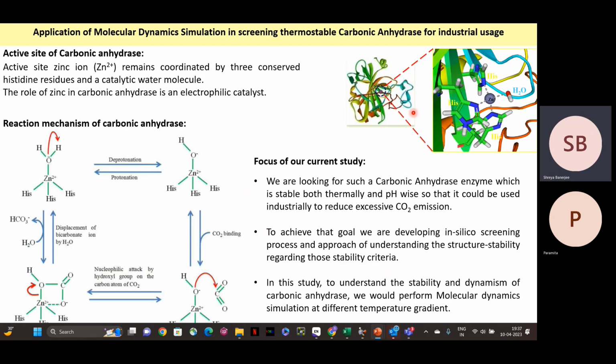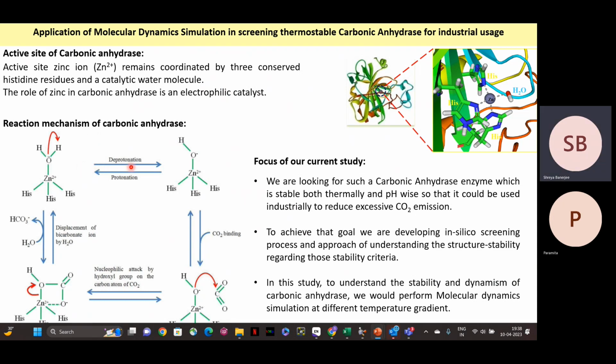In the active site of this carbonic anhydrase enzyme, zinc is coordinated by 3 conserved histidine residues. You can see the 3 histidines shown here, which are coordinated to the zinc, and one catalytic water molecule. The role of the zinc is as an electrophilic catalyst. So we look at the reaction mechanism of carbonic anhydrase. This is the initial structure of the enzyme where Zn2+ is coordinated to 3 histidines and 1 water, as shown here.